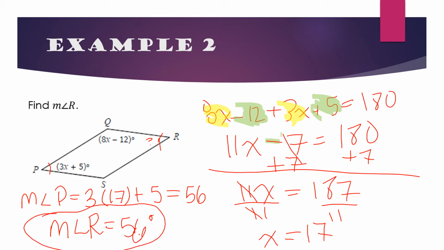I could have also substituted 17 in for x on Q and found angle Q, and then taken that measure and subtracted it from 180, and that would have given me 56 for angle R.